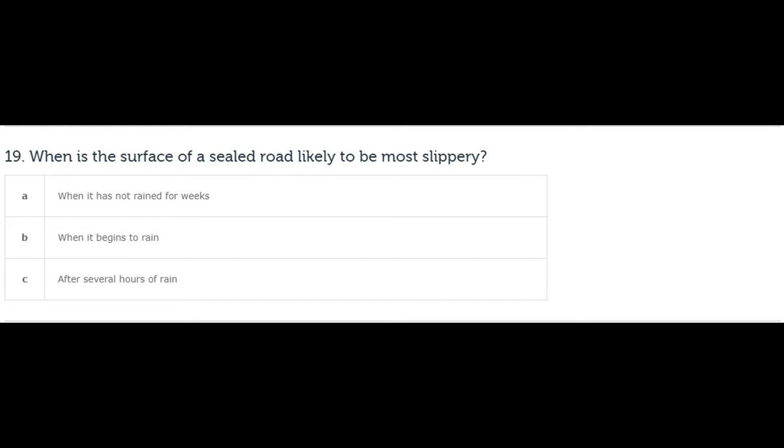Question 19. When is the surface of a sealed road likely to be most slippery? A. When it has not rained for weeks. B. When it begins to rain. C. After several hours of rain.